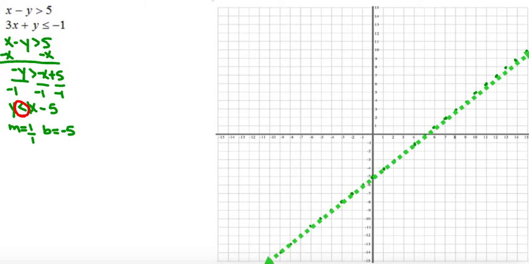Okay, and then to figure out shading, I'm plugging in this origin point 0, 0 to see if I shade above the line or below the line. So is 0 less than 0 minus 5, so 0 less than negative 5? And 0 is not less than negative 5, so I have to shade everything that's not this 0, 0 point, so everything below the line.